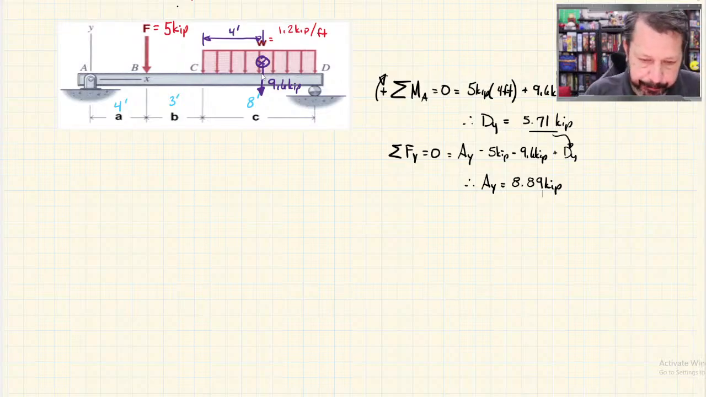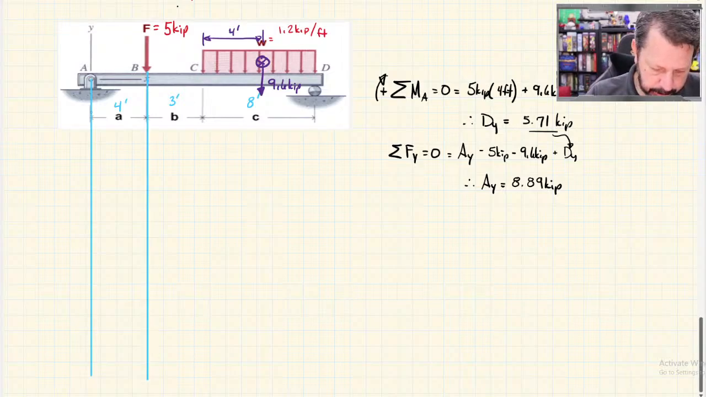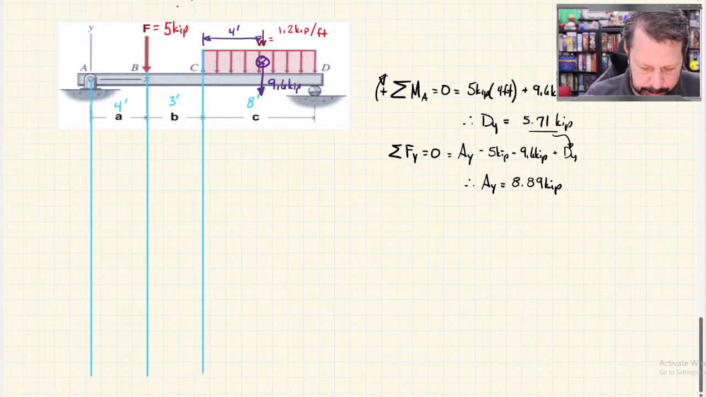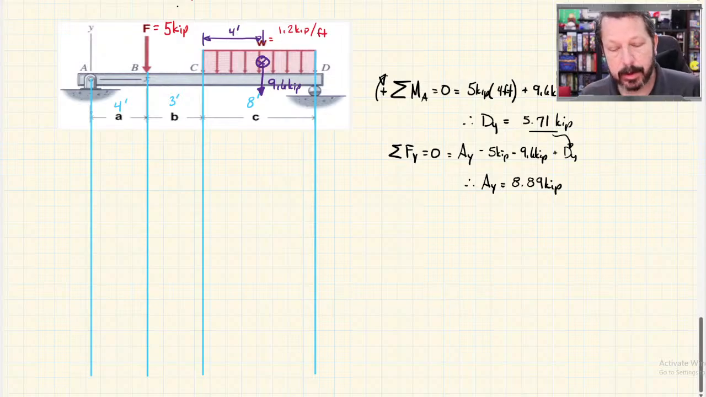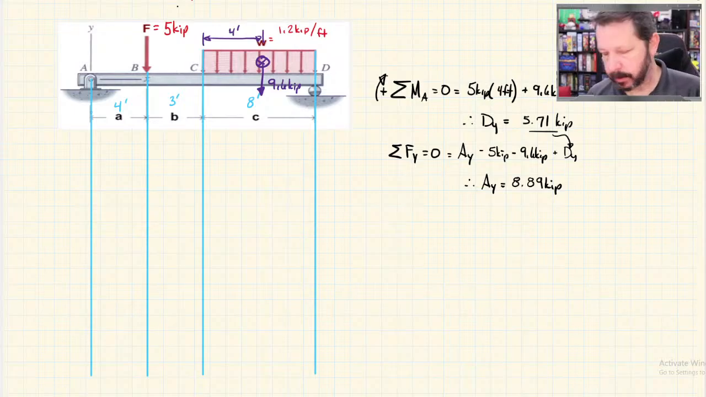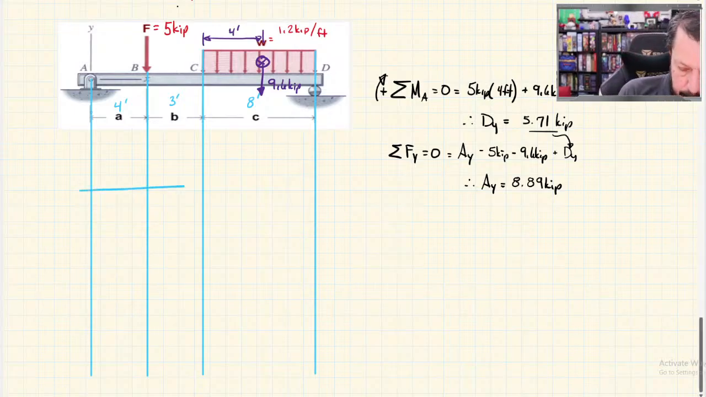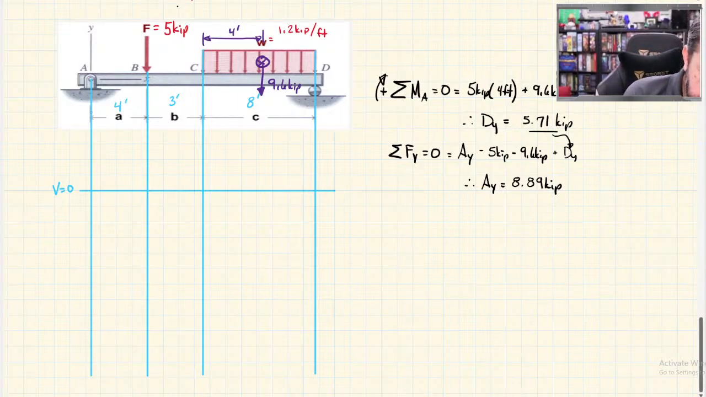So what I'm going to do is drop lines from every one of these points here. And these will help me align my shear and bending diagrams correctly. Now this one does not have a concentrated moment on it, so it won't give us all of the details that we might end up with. Maybe we'll work another one, depends. Now I'm going to draw a horizontal line for where V equals 0. I wrote all my forces in kips, so this is going to be kips for units.